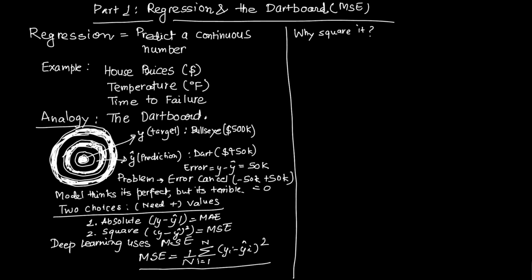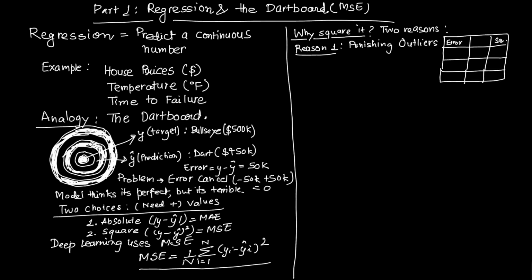This is a critical senior engineer question. There are two reasons, one practical, one theoretical. Reason 1, punishing outliers, or the strict teacher. Let's compare error versus squared error.